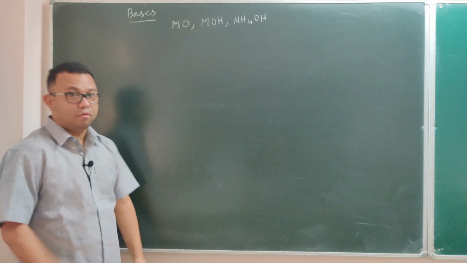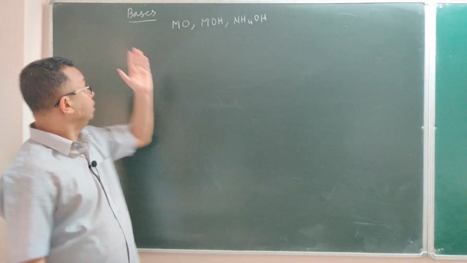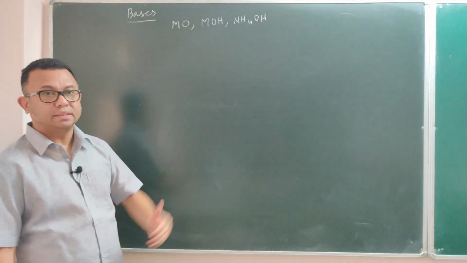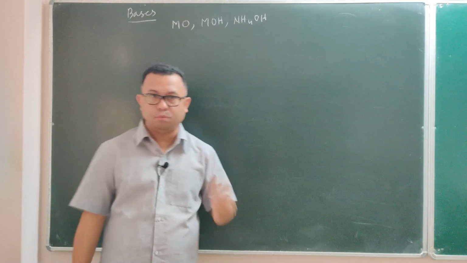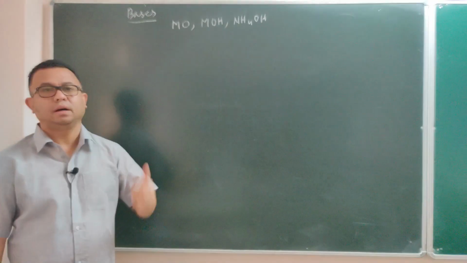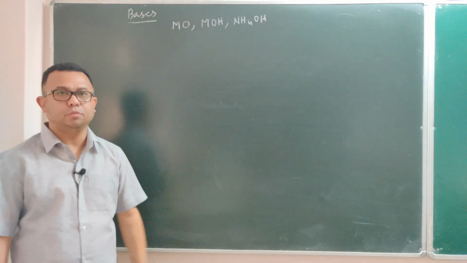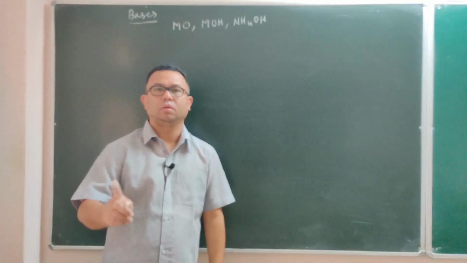So again, let me define what it is. Again, for the last time, what is a base? Bases are metallic oxide or metallic hydroxide or ammonium hydroxide, which reacts with the hydronium ion of an acid to produce salt and water only.